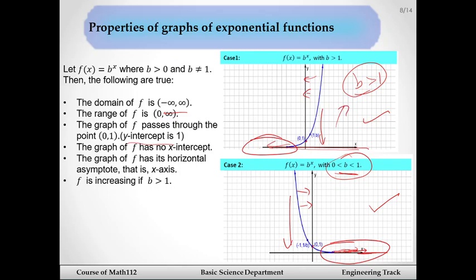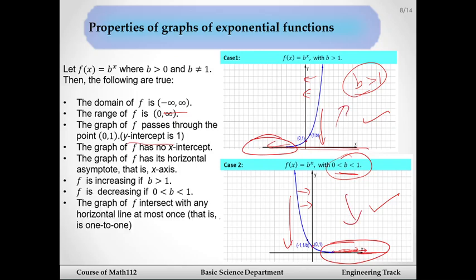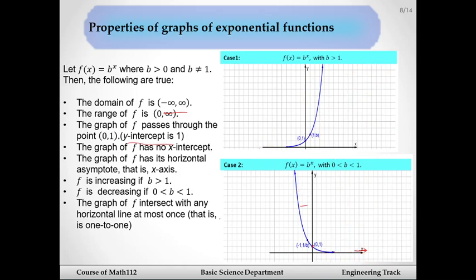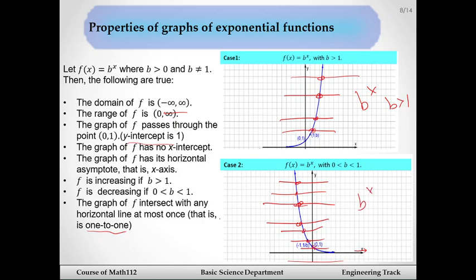And if b is bigger than 1, it's increasing for sure, and this is decreasing for sure. And one other important thing here is, in both functions, when you make a horizontal line, it passes through only one point here, right? It intersects the graph at only one point. Any horizontal line is passing through only one point on the graph. Okay, or it doesn't intersect. Anyway, this property, we call it being one-to-one. So the functions b to x with b bigger than 1, or b to x with b less than 1, they are both one-to-one functions.